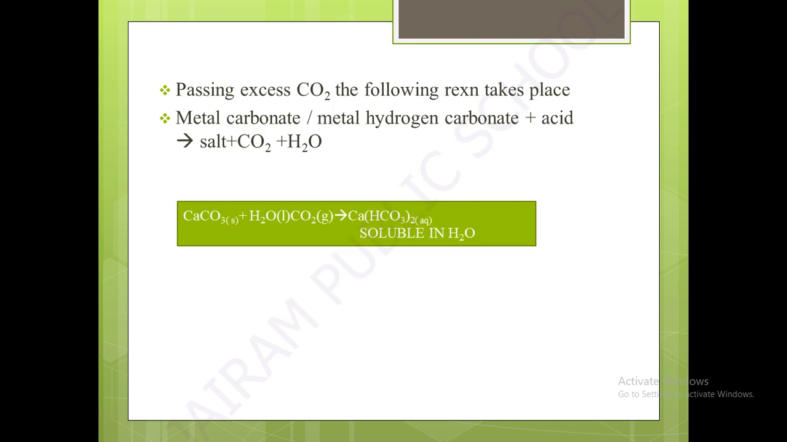And this reaction I have explained here: if you supply excess carbon dioxide to the same reaction, it again forms a hydrogen carbonate. In the previous reaction the products obtained are calcium carbonate plus water. Here the product obtained will be calcium hydrogen carbonate. It is soluble in water, that is, an aqueous product will be obtained if we pass excess carbon dioxide to the solution.